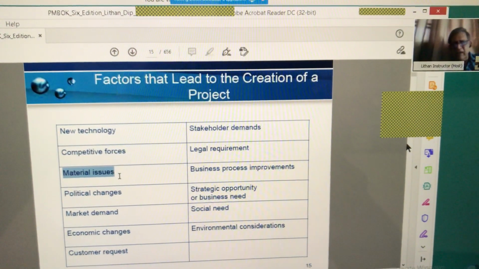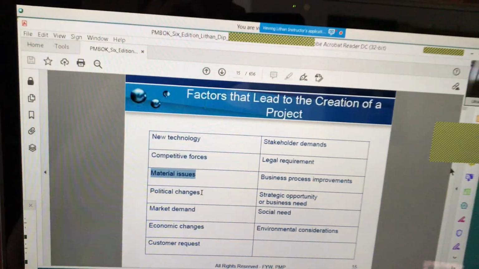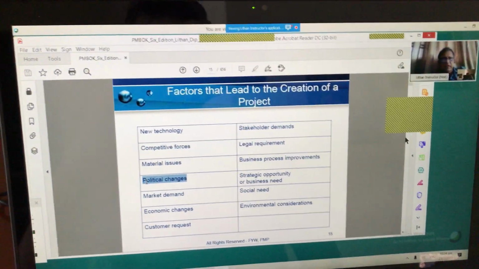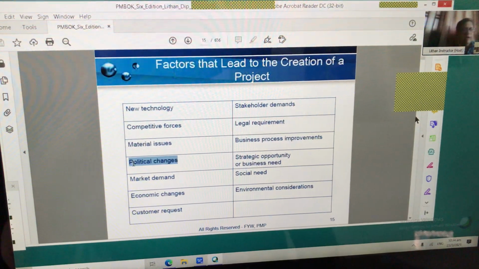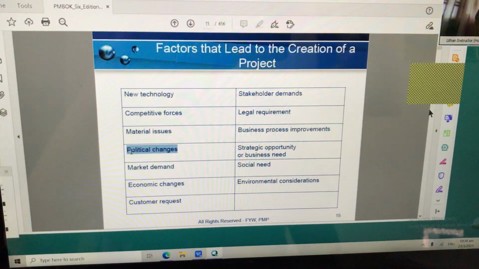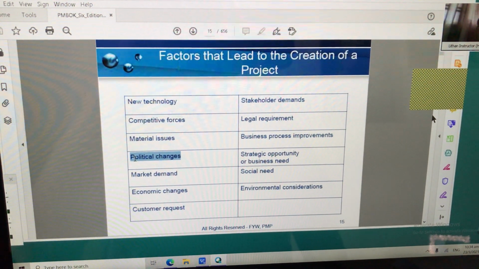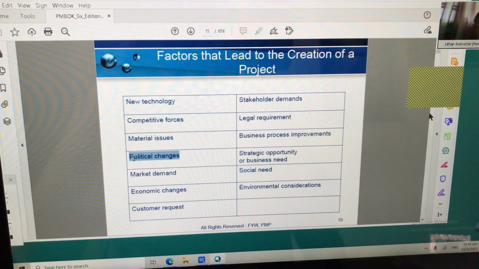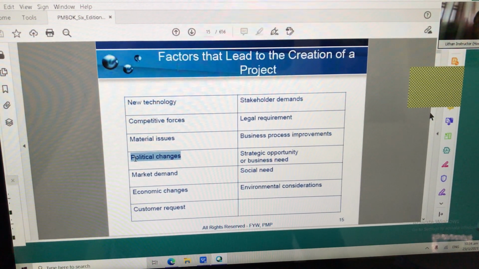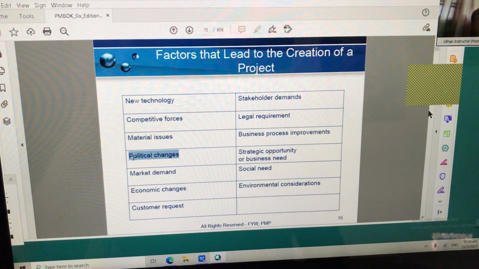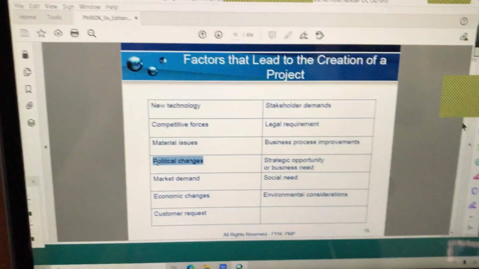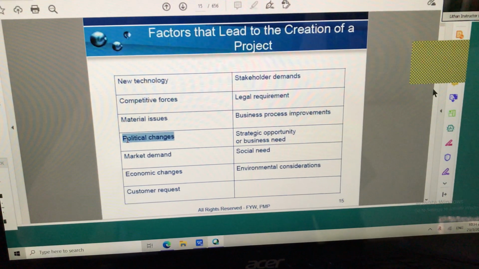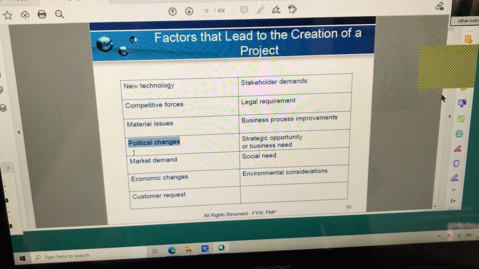Material issues, okay, I'll not go into each one of them. Political changes. Politically, governments can make certain rules. What if in a country, let us say, today people are working for 50 hours in a week. What if a new government takes over and says, oh, now our people will work only 36 hours. You can't expect them to work more than 36 hours. Then it's a change. So there's a project for that.